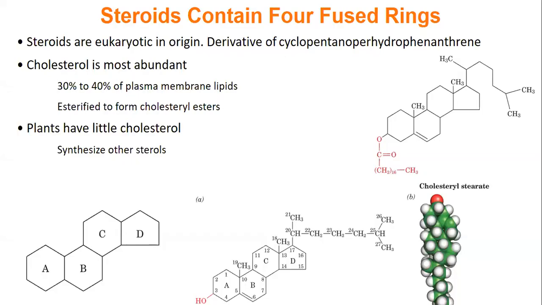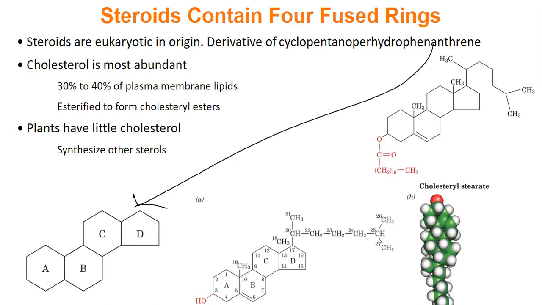And what we're talking about are, first off, steroids. Steroids are usually only found in eukaryotes for the most part. And they're made out of, let me see if I can pronounce this, cyclopentanoperhydrophenanthrene. That long word is the organic chemistry word for four fused rings. I'm not going to ask you to know that word because that word is ridiculous.